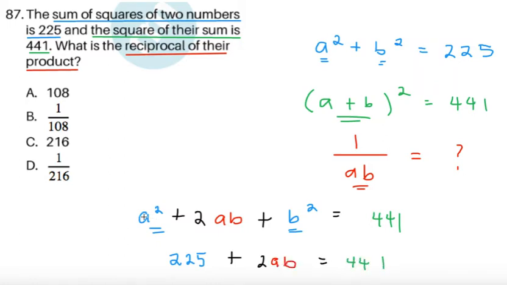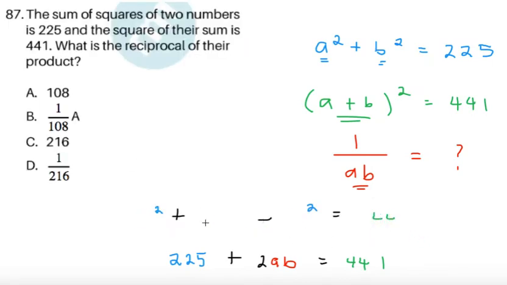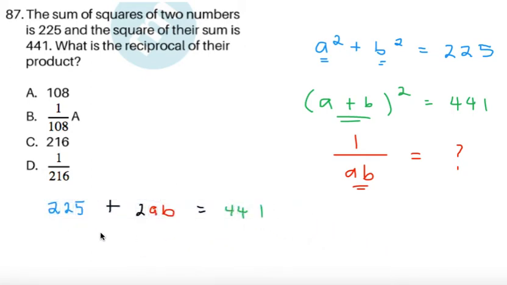Now we can try to solve for AB here. So 225 plus 2AB equals 441. Subtract 225 on both sides first, so we're going to get that 2AB is equal to 441 minus 225, which is equal to 216. Then divide both sides by 2. We're going to get that AB equals 108.